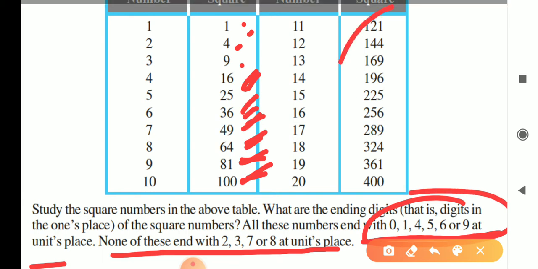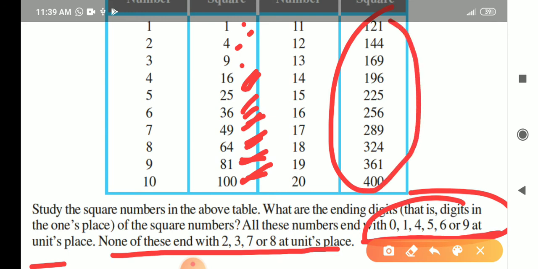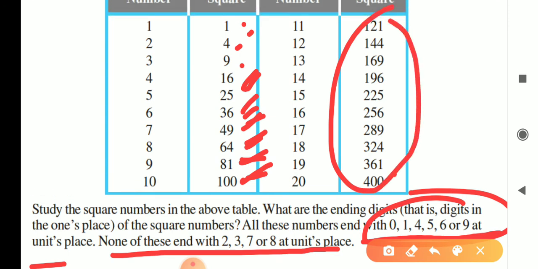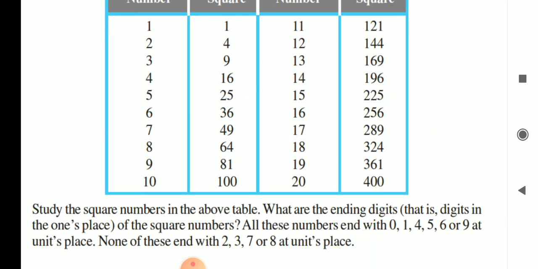All these numbers you can see easily. In all these numbers, the unit place is 0, 1, 4, 9, 6, 5, 6, 9, 4, 1. That is, repeatedly the numbers 0, 1, 4, 5, 6, 9 are coming.